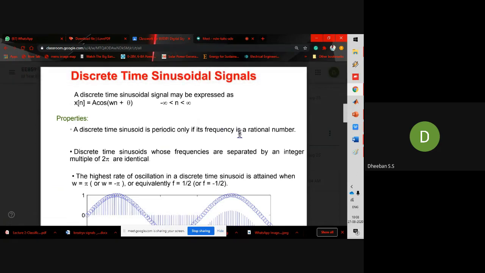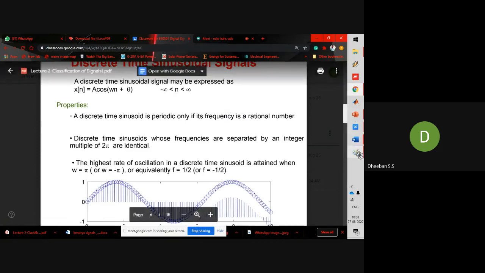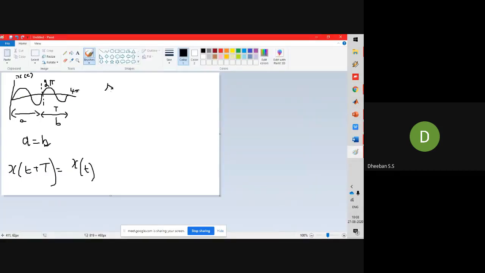So for a sinusoidal signal, you have to say it is periodic. Take sine pi. So for sine pi, what will we be getting? Sine pi by 2 will be getting us 1. Sine pi will be getting us 0. Okay, sine pi is 0, right?